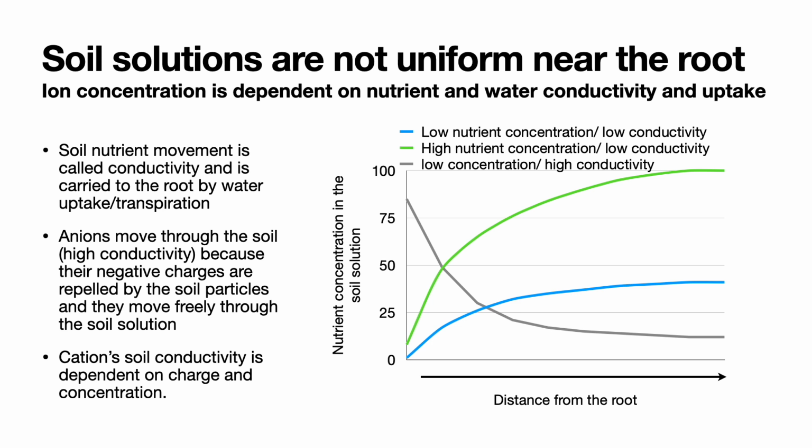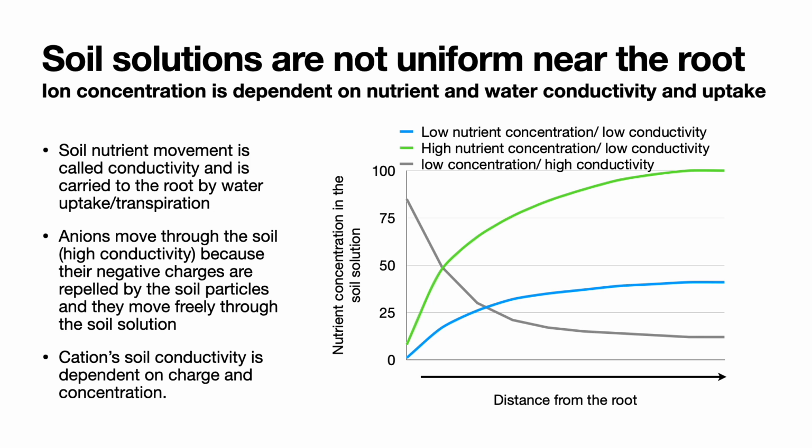Or the fact that nutrients do move in the soil. And so you actually have very sharp gradients close to the roots, depending on the mobility of the ions in solution. So we call this movement of soil nutrients conductivity. And it's a result of water moving, as I mentioned earlier, to the root from transpiration, uptake of water into the plant, carrying those ions with them by mass flow towards the surface of the root.